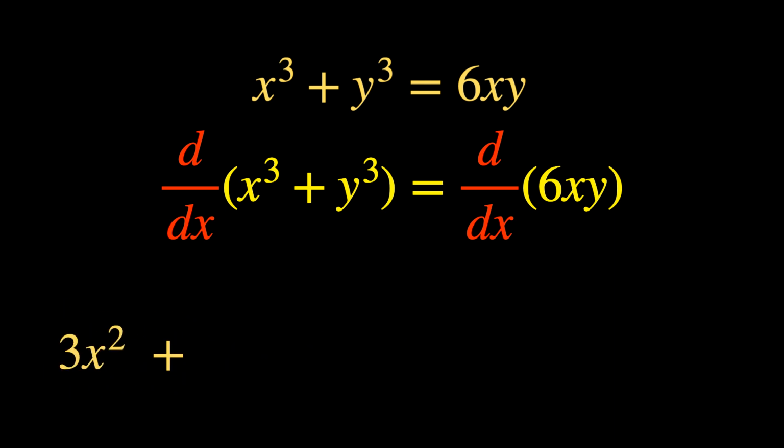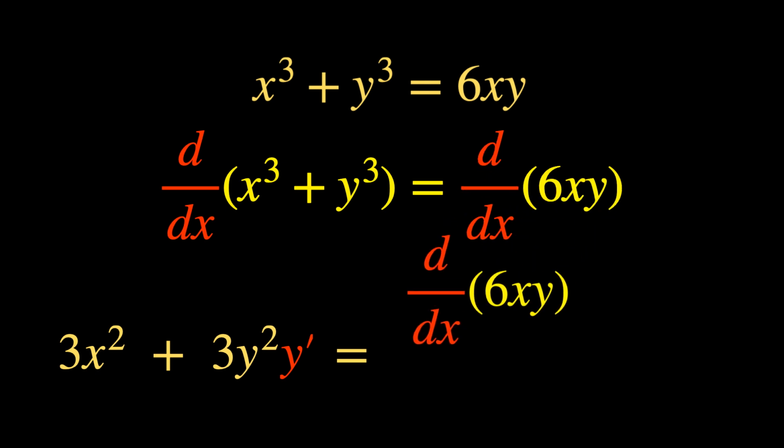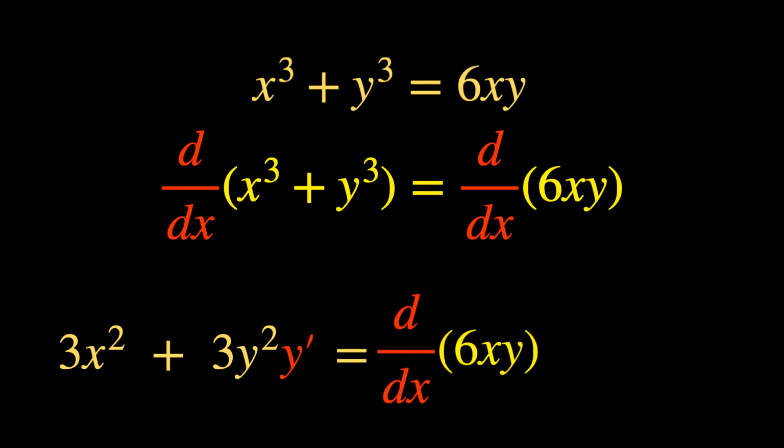Plus, we need to get the derivative of y cubed. Same process, 3 times 1, we have 3. And then always subtract the exponent by 1. So the derivative of y cubed is 3y squared. But please be reminded that whenever we get the derivative of y, there should always be a y prime. This is equal to the derivative of 6xy. Now, in order for us to get the derivative of 6xy, we need to use the product rule.